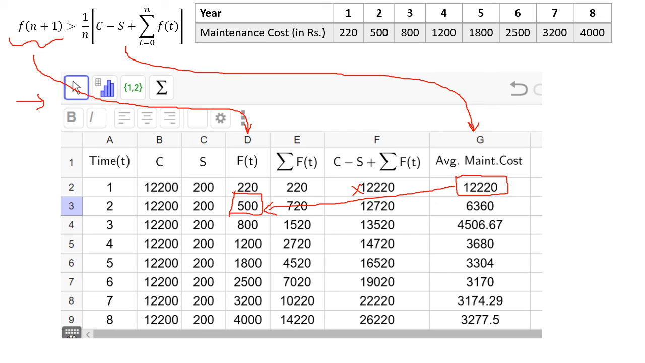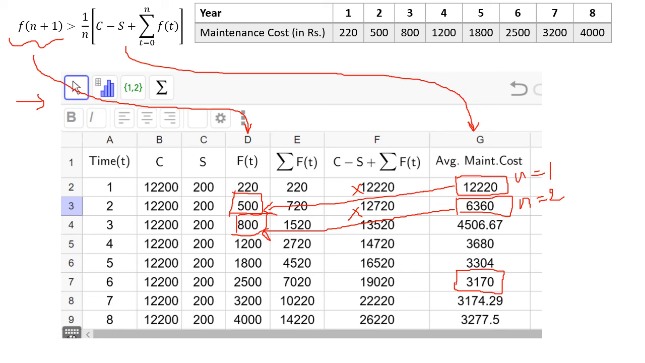Then n equals 2. This is the annual average maintenance cost for n equals 2. This is n equals 1. Then we should compare this with the maintenance cost during n plus 1, third year. So f of 3 is 800. Again, this inequality is not satisfied. And if we continue to check, we find that the inequality is satisfied at the end of sixth year.